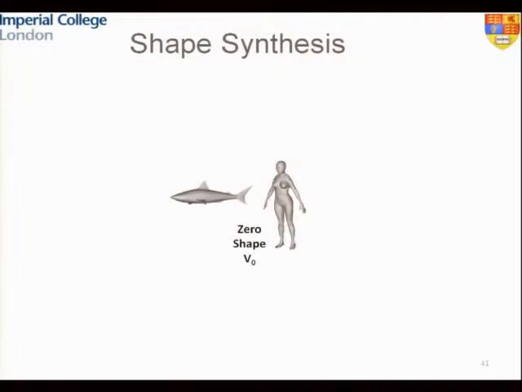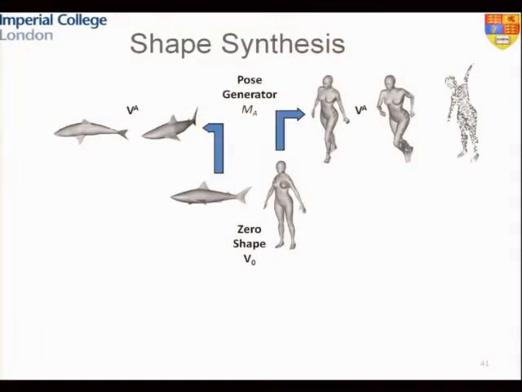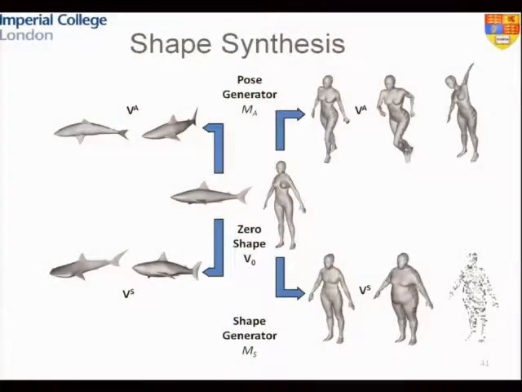So we started with the zero shape, and then we learned the pose variation. We also learned shape variation, and then using some pose transfer technique proposed in the graphics area, we could generate arbitrary shape and pose as well. So this model is serving as our 3D shape prior.